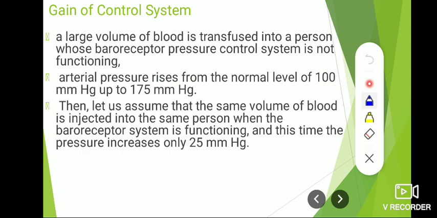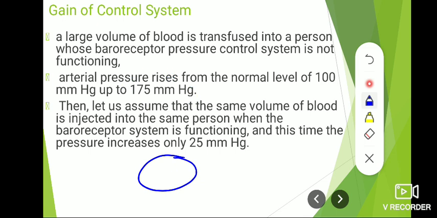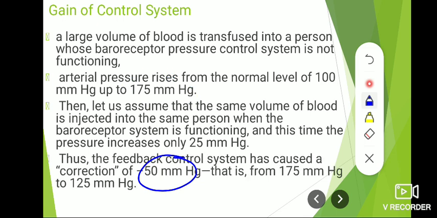Now let's assume that the same volume of blood is injected into the same person when the baroreceptor system is functioning, and this time the pressure rises only 25. That means it has gone to 125 millimeters of mercury only. That means the feedback control system has caused a correction of 50 millimeters of mercury. That is, from 175 it is reaching 125. Means if the baroreceptor is not functioning, pressure might go up to 175, but when the system is working, it is going only up to 125. So the correction the system is doing is 50 millimeters of mercury.